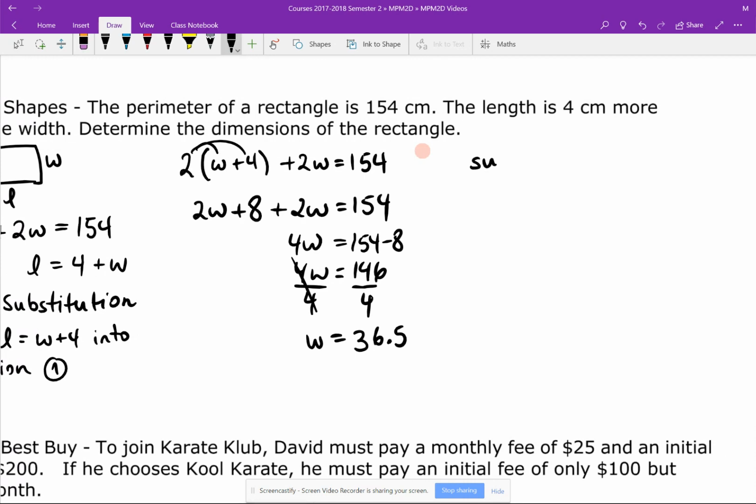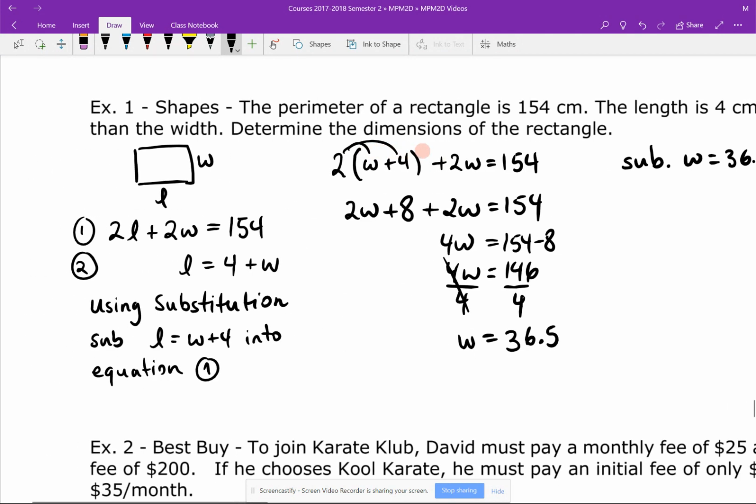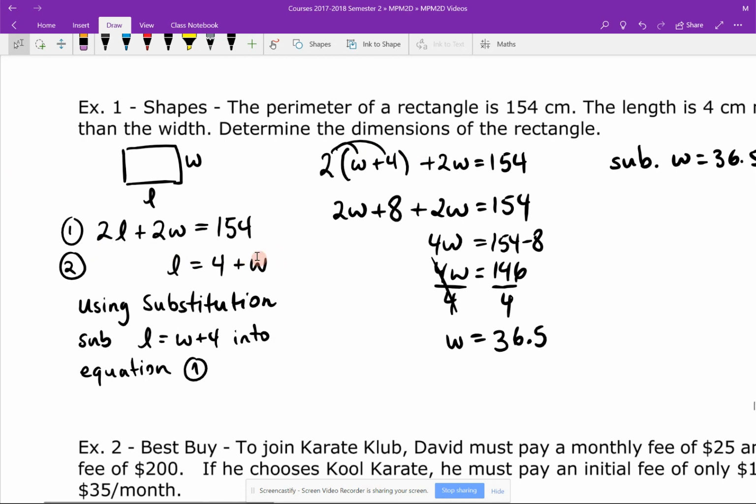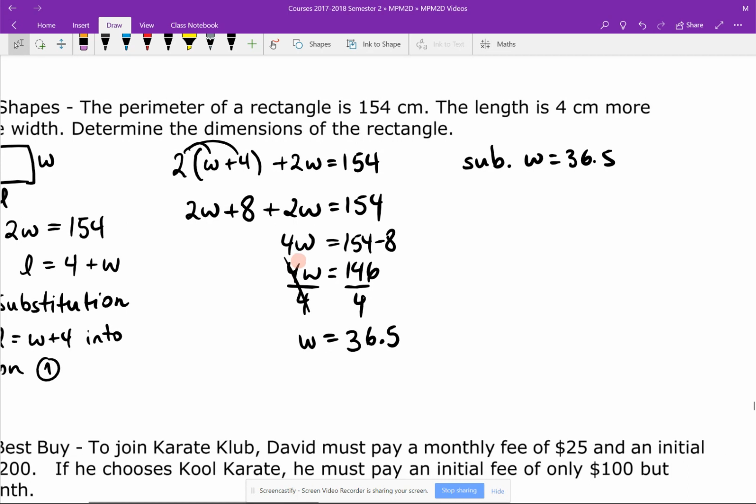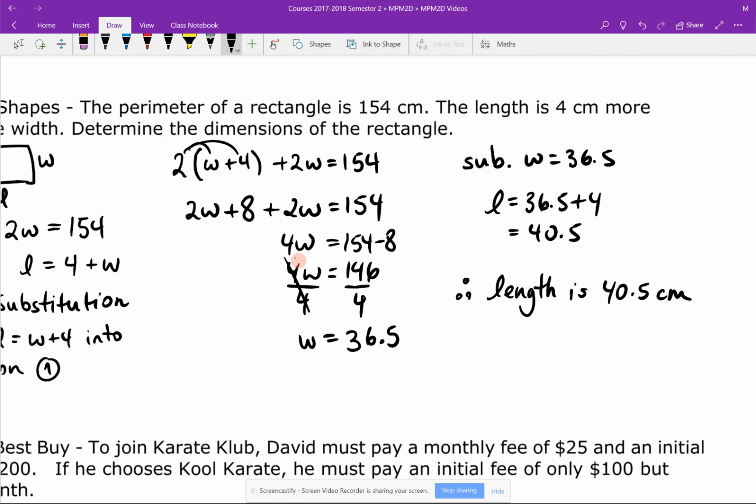So substitute W equals 36.5. And you can pick any equation. You can pick equation 1 or 2, but 2 looks really, really simple. If I put W in there, I add 4 to it, I get my length. So that's going to work out nicely. So length equals 36.5 plus 4, and so that's going to be 40.5. So therefore, the length is 40.5 centimeters, and the width is 36.5 centimeters. So don't forget those concluding statements.